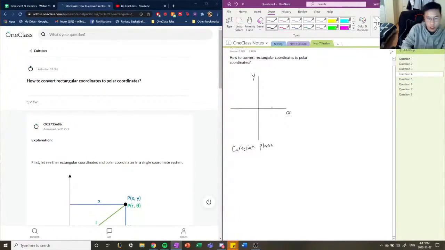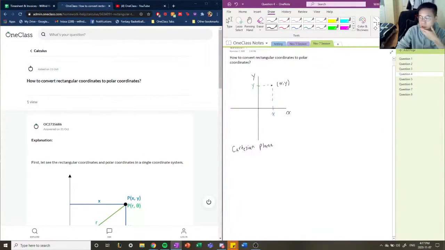For example, if this was x here, so let me use different colors here. If this is x here, and this is the y over here, this resultant point here is point xy on the Cartesian plane, or a rectangular coordinate because it makes a rectangle, right?